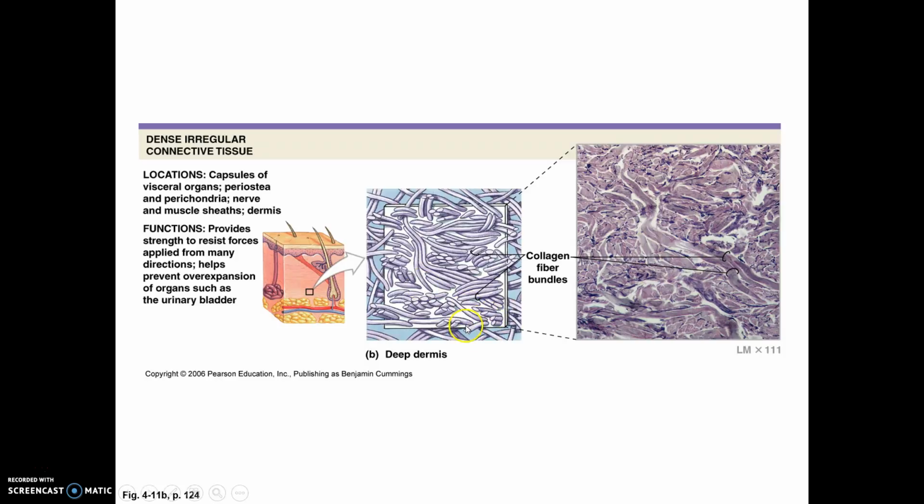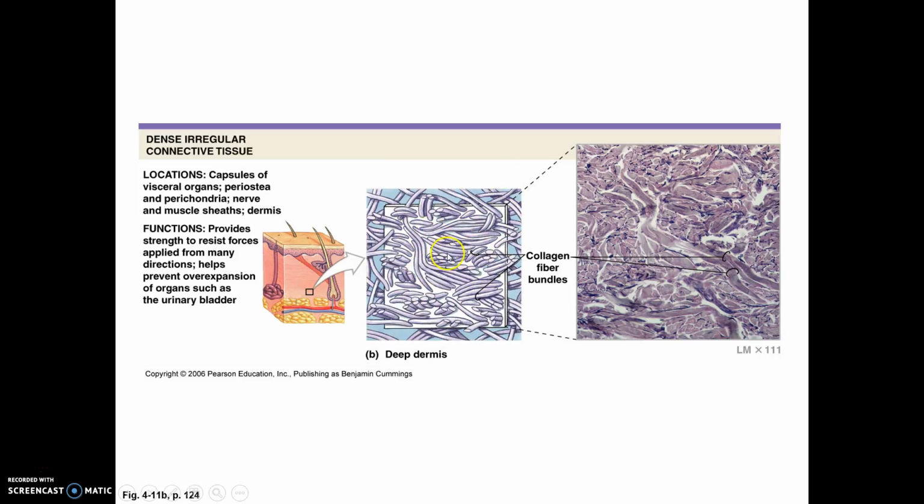Now we see an example of dense irregular connective tissue. Irregular meaning that in this case, the collagen proteins are running at all kinds of different angles. They're not all running in the same direction like they would be in the dense regular connective tissue, but in this case they're running in different directions.